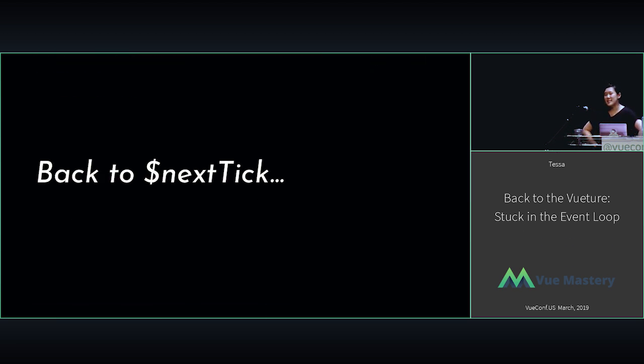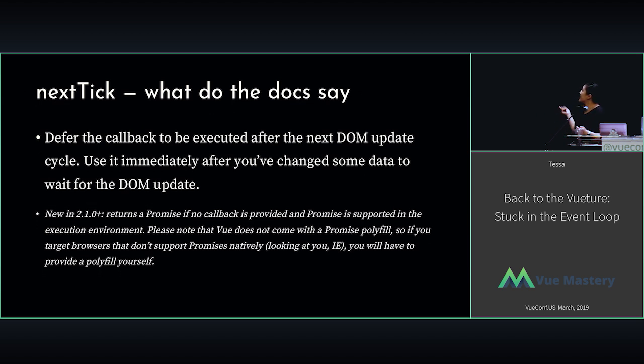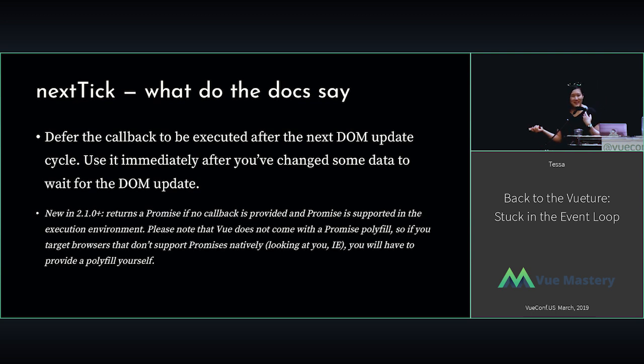And since this talk is ostensibly about nextTick, let's use that to travel to the future for the first time. So who here has used nextTick in tests? I see some hands. It's pretty bright, but I can see. So if you've used it in tests, you probably think of it as the function that you use to wait until something is visible, right? What do the docs have to say about it? It says that nextTick defers the callback to be executed after the next DOM update cycle. Use it immediately after you've changed some data to wait for the DOM update. That's like what I said, right?